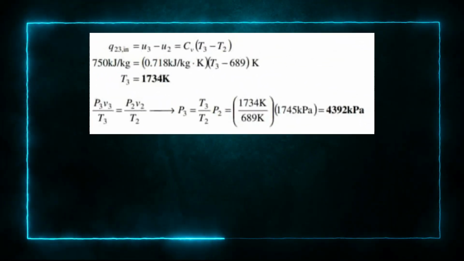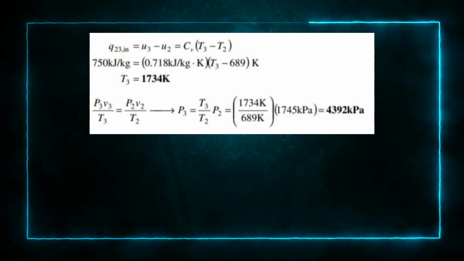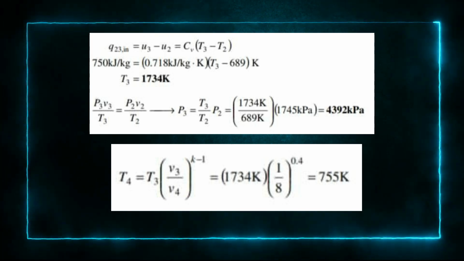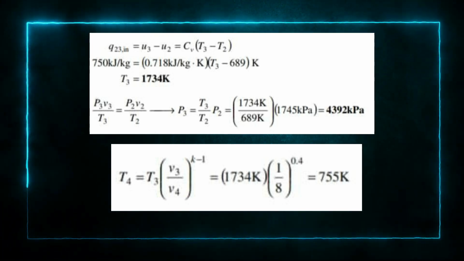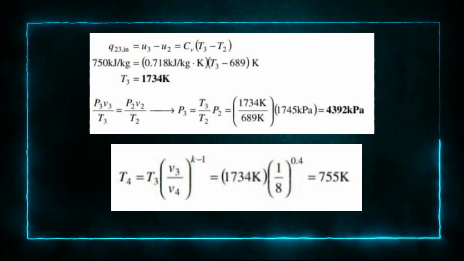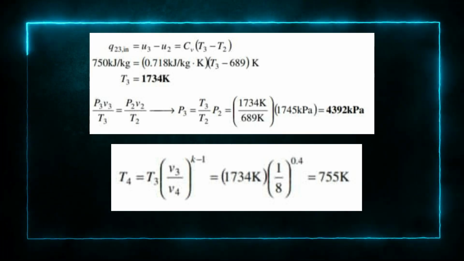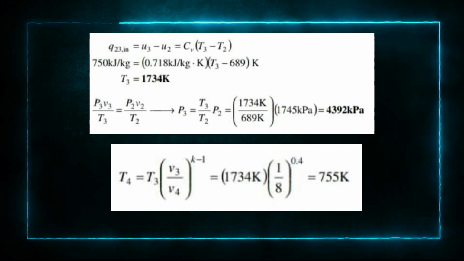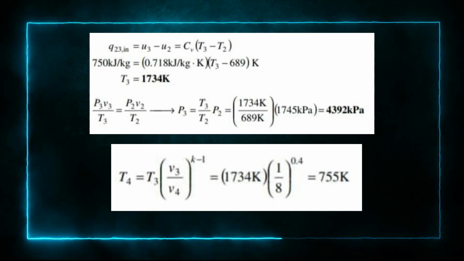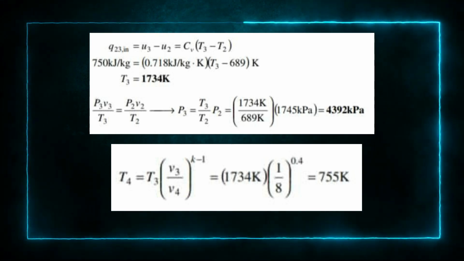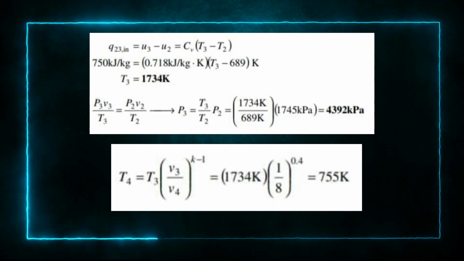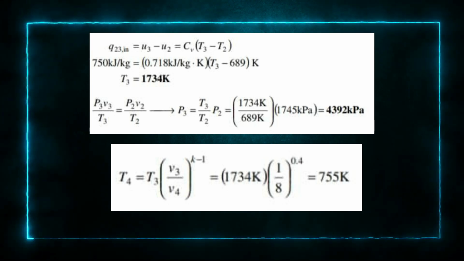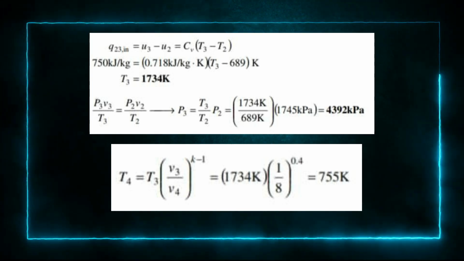We need to substitute the values according to the formula. We have 750 equals 0.718 kJ per kg K times T3 minus 689 K. T3 equals 1734 K. Also, we derive the formula into P3 equals T3 over T2 times P2. It equals 1734 K over 689 K times 1745 kPa, and it equals 4392 kPa.